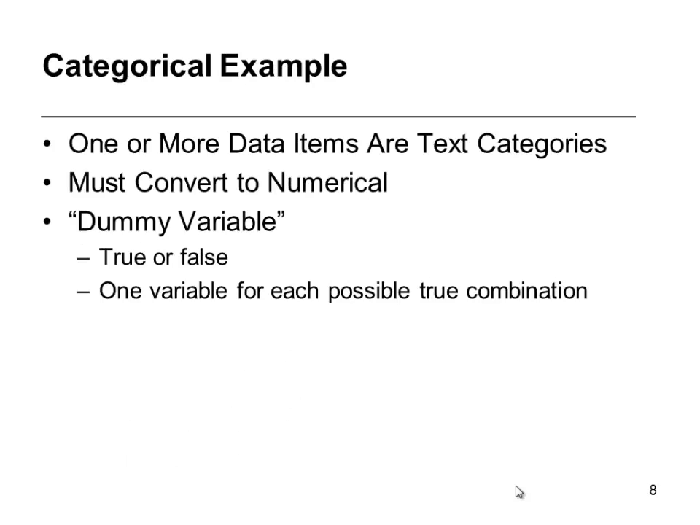Sometimes we have data which is not numerical, but which is a text category. It's a label. We can do regression on this data, but we need to convert that text into a number value. We do this and call it a dummy variable. It's either true or false, and we have one variable for each possible true combination in our data set. Let's take a look at this in our spreadsheet.